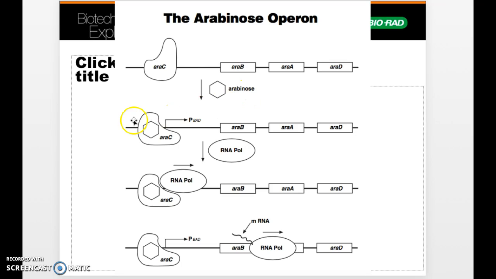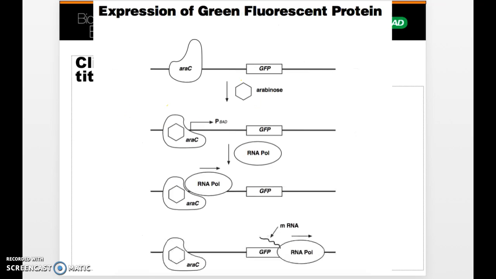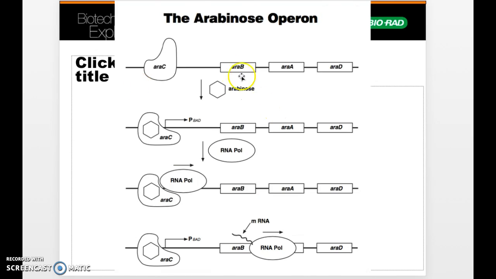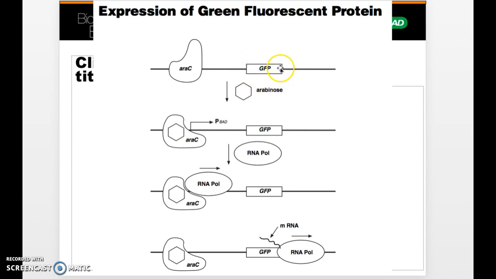So what we did was, this plasmid that we're using, instead of having these three structural genes, we replaced them with a GFP gene instead. So this whole mechanism over here, where we introduce arabinose to turn on the gene, to turn on the transcription process, is still valid, except right now, instead of transcribing and translating proteins that can break down arabinose, we're making the GFP protein instead. Okay.